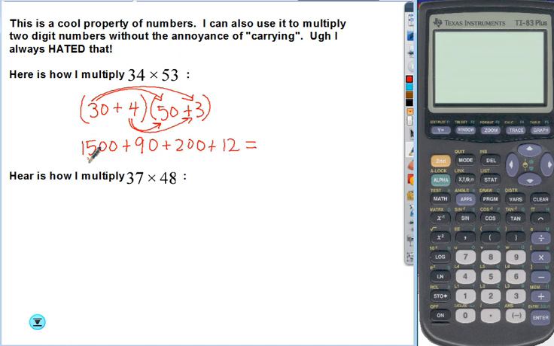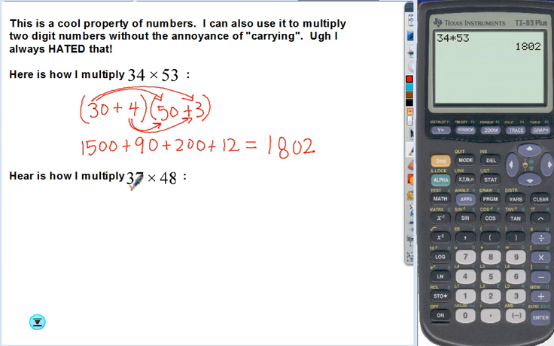You can try to do this in your head. I think about 1500 plus 90 would be 1590. 1590 plus 200 would be 1790. Plus 12 would be 1802. And you can check your answer by going back to the original problem, which was 34 times 53. And I'm correct. The distributive property works.